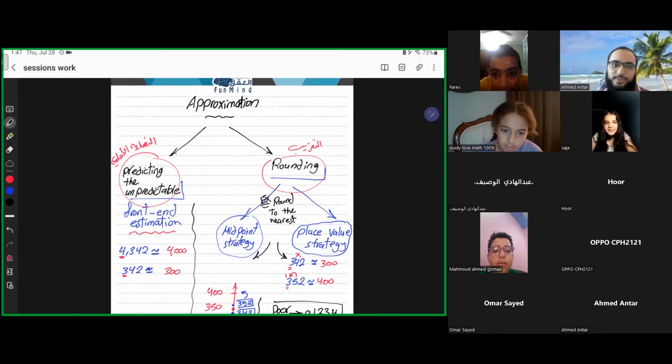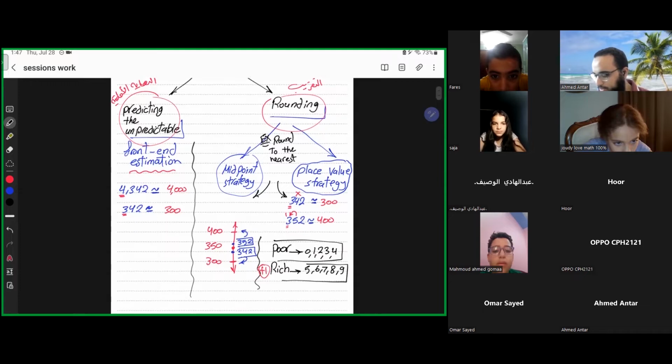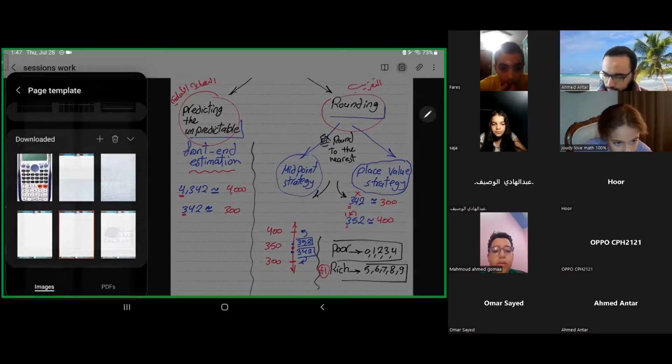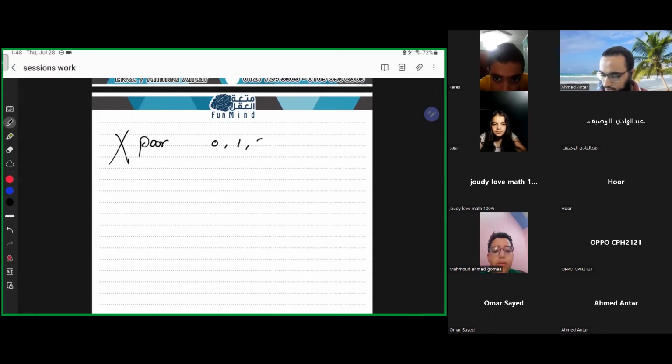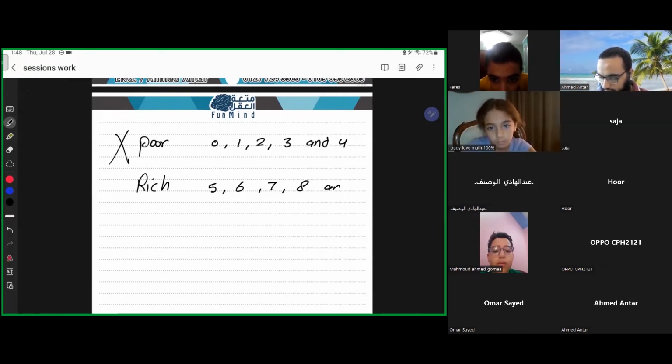So firstly, we have studied before that there is something called the approximation. We have studied that there are something called the poor numbers and the rich numbers. The poor numbers are 0, 1, 2, 3 and 4. And we have the rich numbers, which are 5, 6, 7, 8 and 9. These numbers can give the number which is beside it another one, something like that.